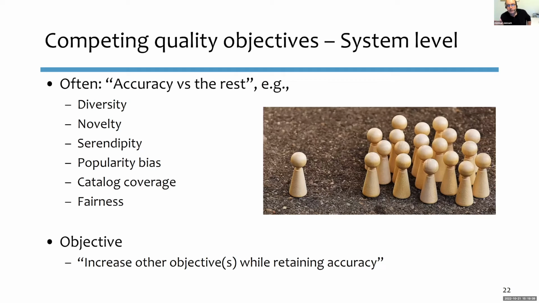A more frequent form is what is termed accuracy versus the rest. So you have accuracy as the main criterion, finding relevant items, but then there are side goals like diversity, novelty, serendipity, popularity levels, catalog coverage, and recently, as we will hear in the second talk, the keynote talk at the end, about fairness, which can also be in some form, depending how it's implemented, placed here. So what you want here is to increase the other objectives while retaining accuracy. So a bit more diversity, a bit less popular items while maintaining accuracy.